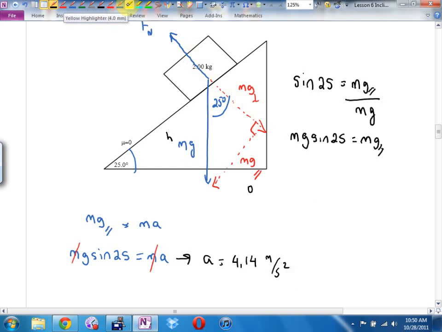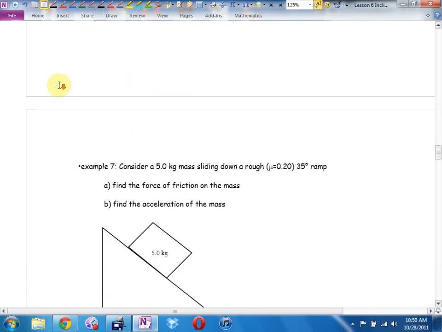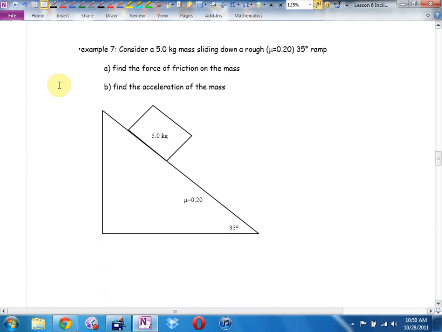Example 7. Consider a 5 kilogram mass sliding down a rough ramp with a coefficient of friction of 0.2, at a 35 degree angle. A, find the force of friction. B, find the acceleration. Okay. What are the forces acting on this block? Get the obvious ones.